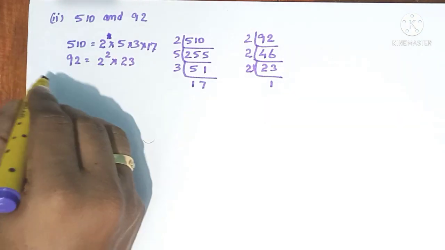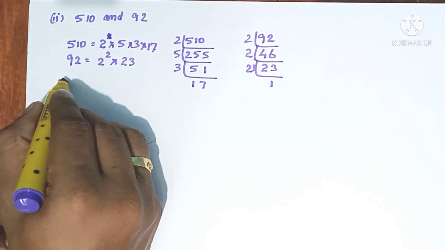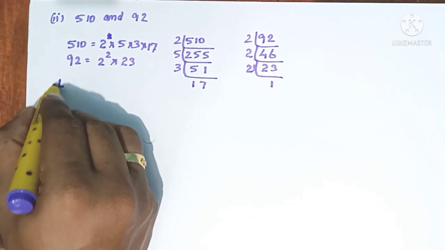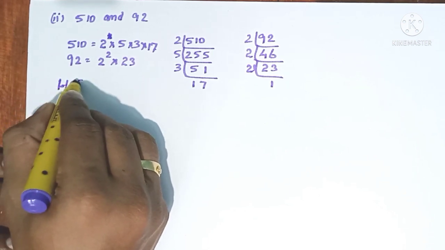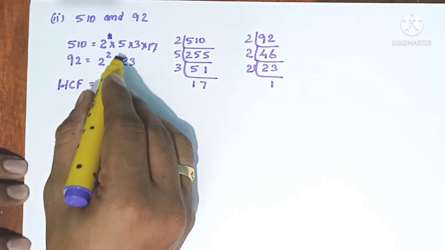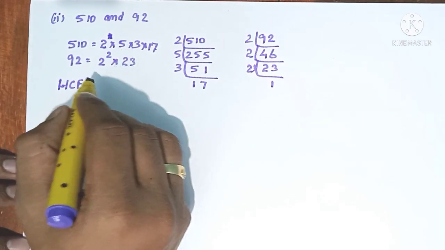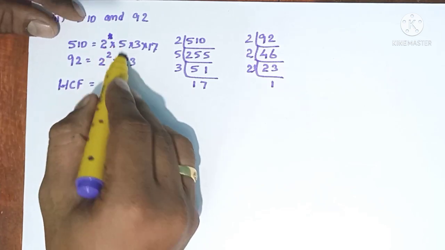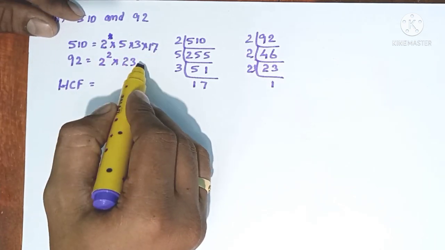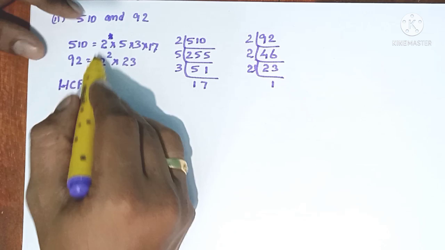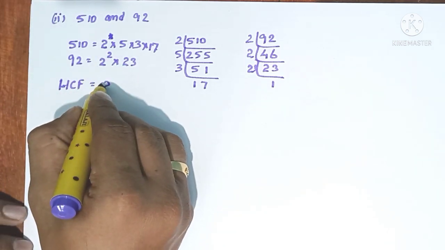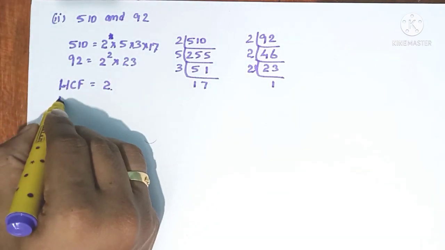Okay. So what is LCM here? No, first we will write HCF. What is HCF here? HCF, the highest common factor in both these. That is 2. 5 is not here, 3 is not here, 17 is not here, 23 is not there. So 2 is the highest common factor. 2. What is LCM?